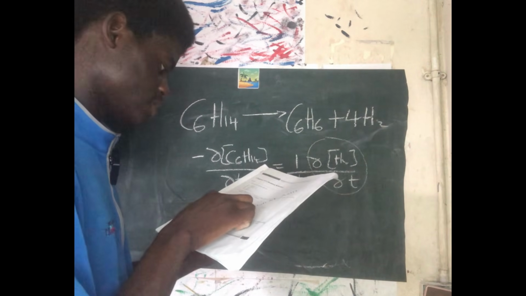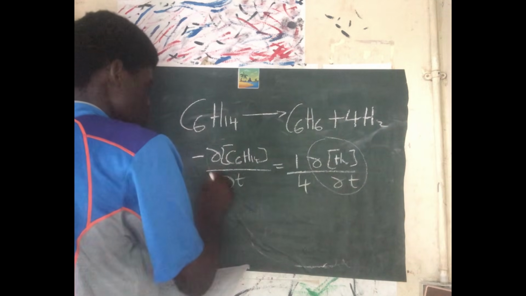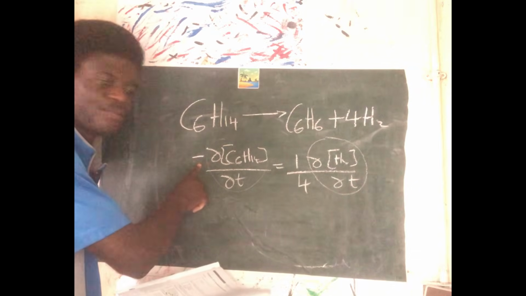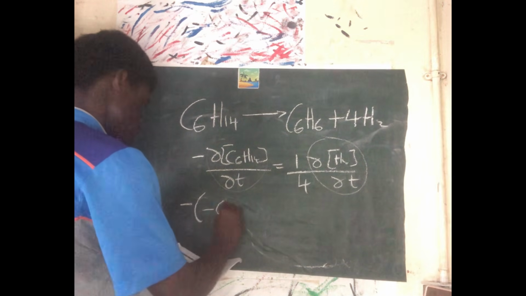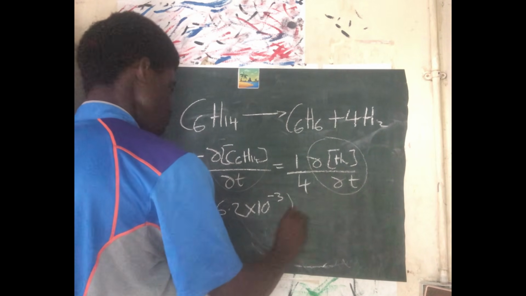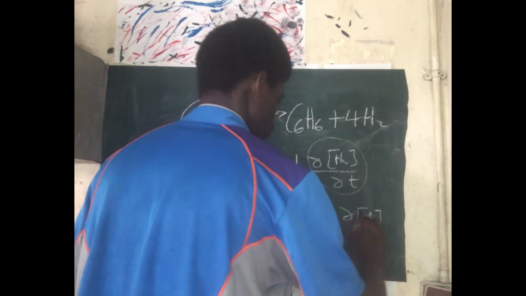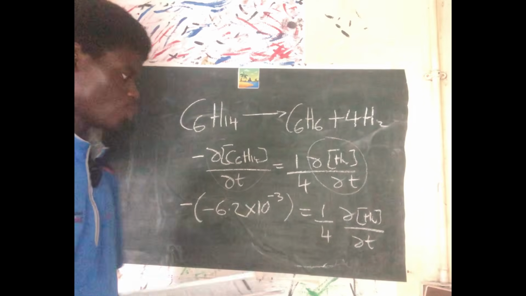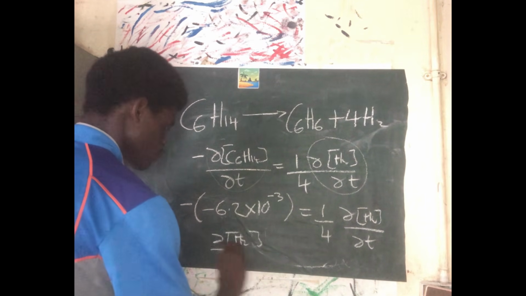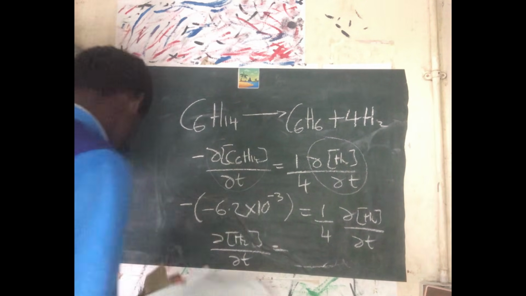And here they gave us the change in P of C6H14. Now they gave us this to be minus 6.2 times 10 to the minus 3. But don't forget that there's also a minus here. So that will be minus of minus 6.2 times 10 raised to power minus 3 is equal to 1 over 4 d H2 over dt. So what we just do is multiply this one by 4. So the reaction rate for hydrogen will now be plus 6.2 times 10 to the minus 3 times 4.